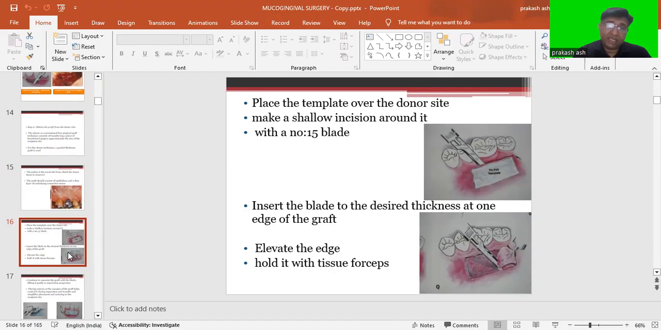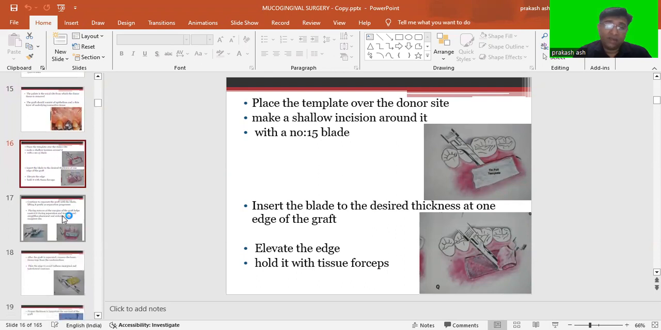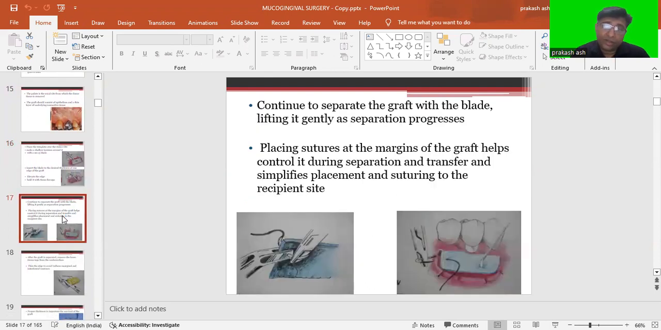Make a shallow incision around it with a number 15 blade. Insert the blade to the desired thickness at one edge of the graft. Elevate the edge and hold it with the forceps. You can see the photos clearly. That is how you have to do it. Continue to separate the graft with the blade, lifting it gently as separation progresses.